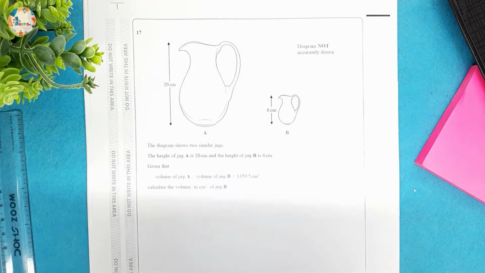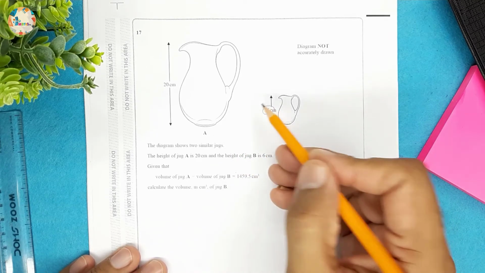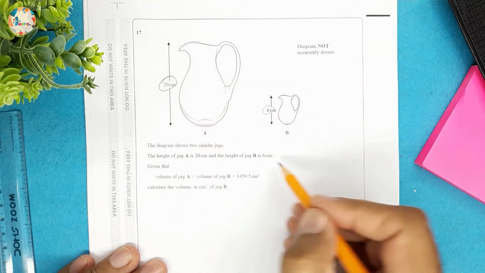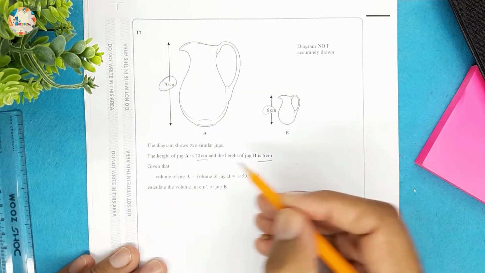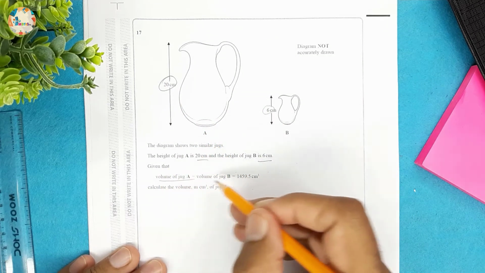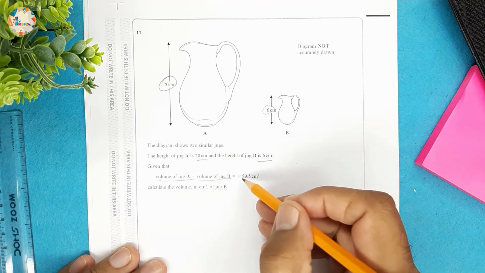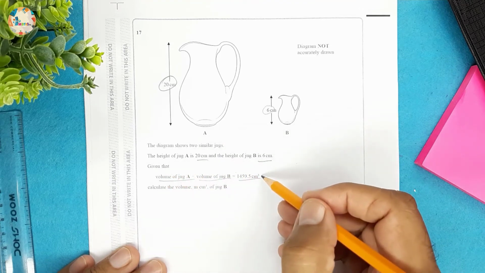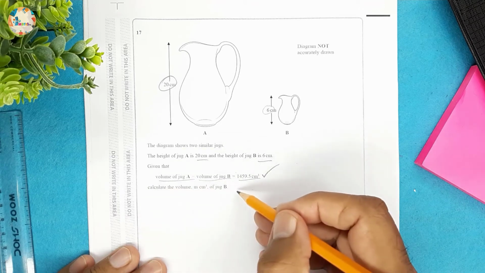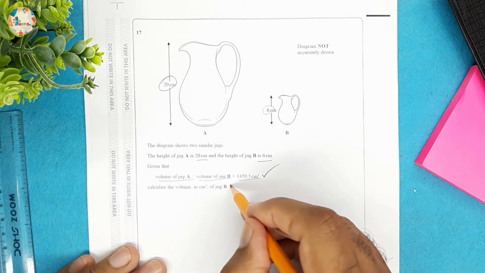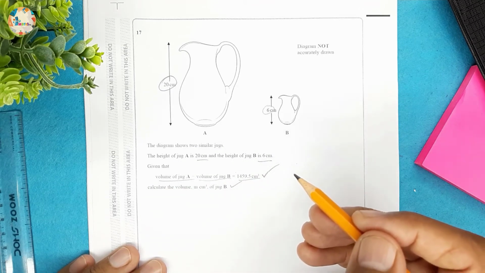This is done. Now this is question number 17, basically similar shapes. So we'll be using ratio. Height is provided, 6 and 20, 20 centimeter, 6 centimeter. Volume of jug A, volume of jug B is equal to this one. This is also provided, and we have to calculate the volume in centimeter cube of jug B.